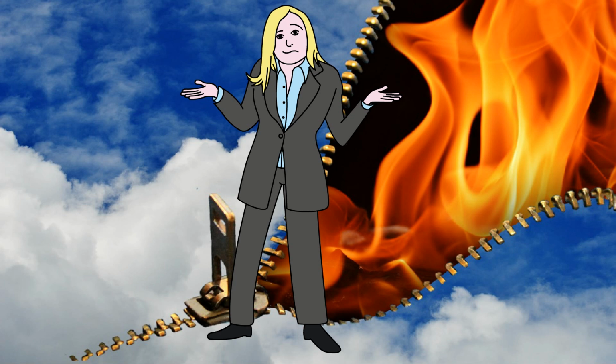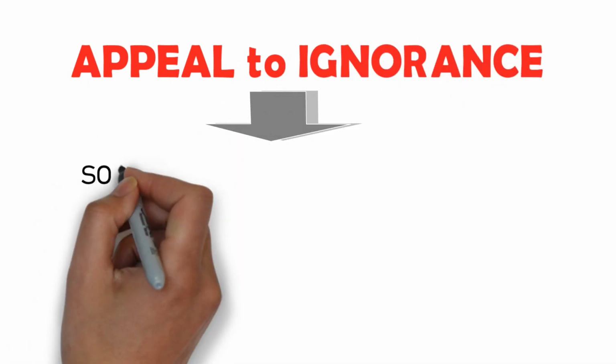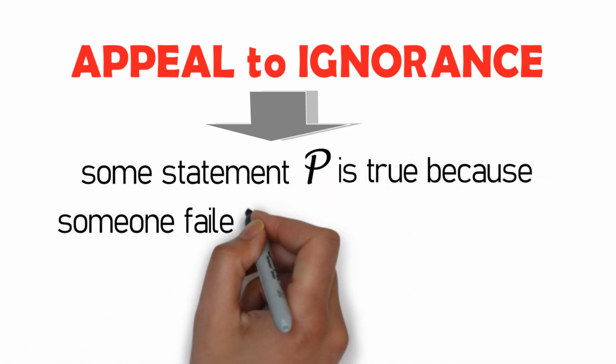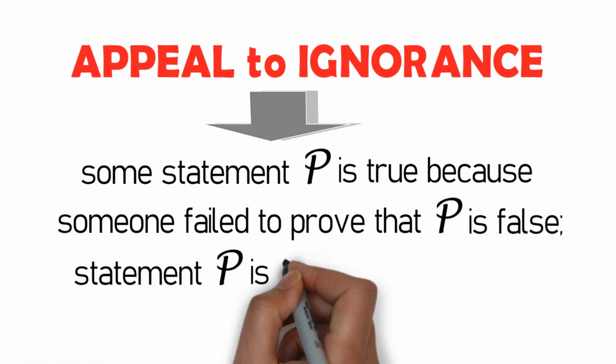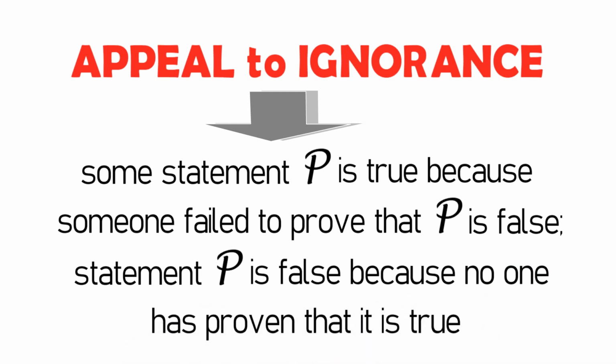Put differently, in an appeal to ignorance fallacy, the arguer claims that some statement P is true because someone failed to prove that P is false, or statement P is false because no one has proven that it is true. Hence, in each case, the lack of evidence or proof that P is true or false is used as a reason for concluding that P is true or false.